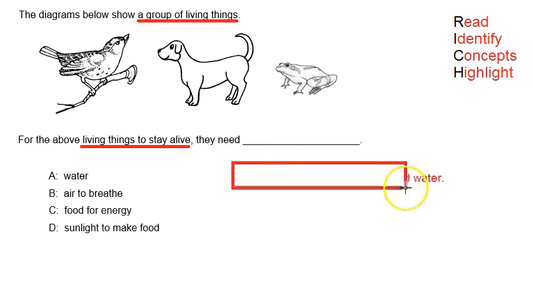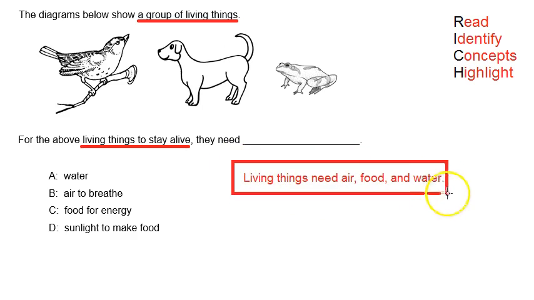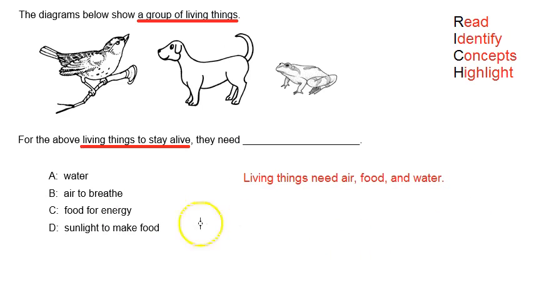If you already know that living things do need air, food, and water, then answering this question is very easy. Let's look at the first one. They need water. So you can easily say that living things need water. You can actually take this and put it here and it's correct.